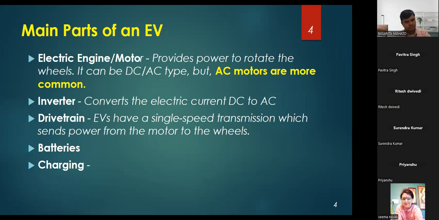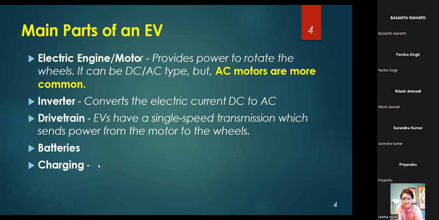So electric vehicles have a single speed transmission system. So actually in the electric vehicles, the motor will provide the single speed transmission system, and we can regulate it as per our requirement. Another is the batteries.